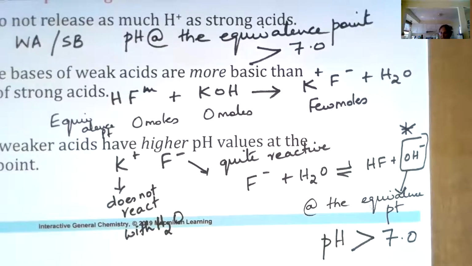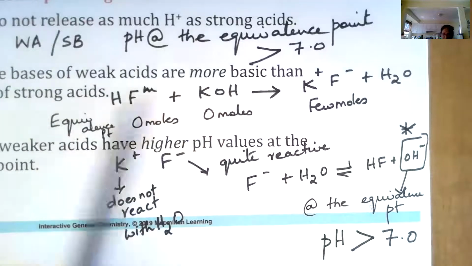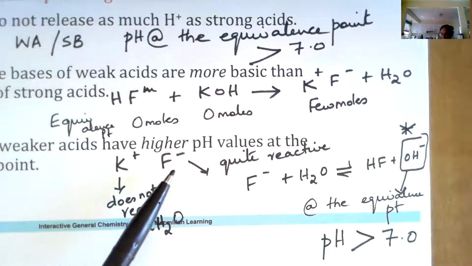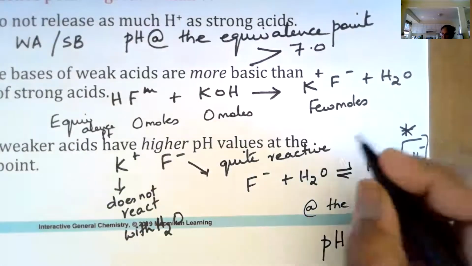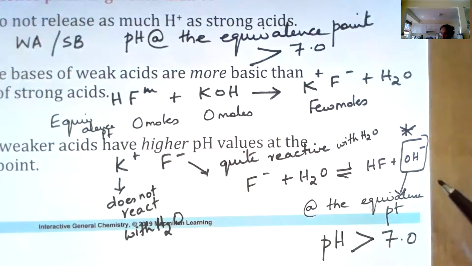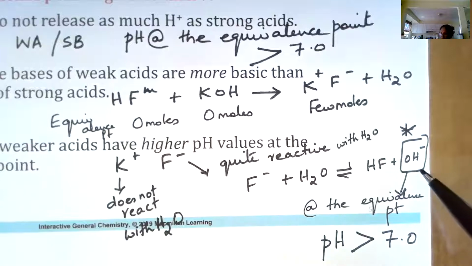All right, does that make sense? Now, that's what is explained in this. The conjugate bases of weak acids are more basic than counter ions of strong acids. So K plus is not reactive, but F minus is quite reactive with water. Therefore, F minus will react with water to produce OH minus. K plus will not produce any changes with water. So because OH minus ions are being produced, the pH is going to be greater than 7.